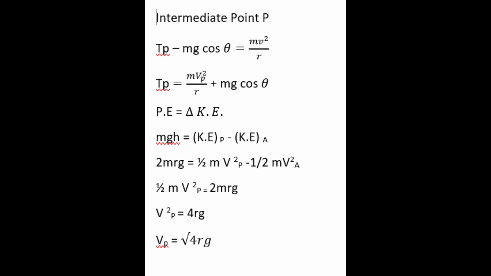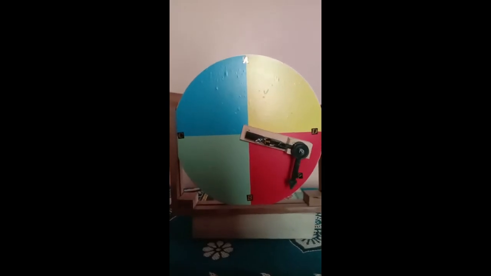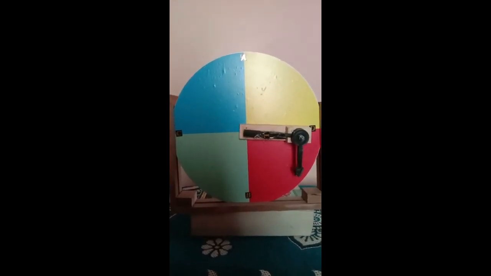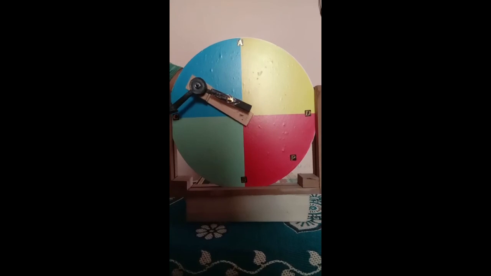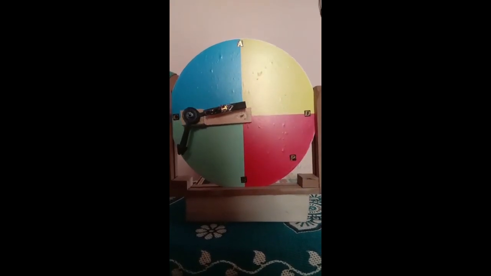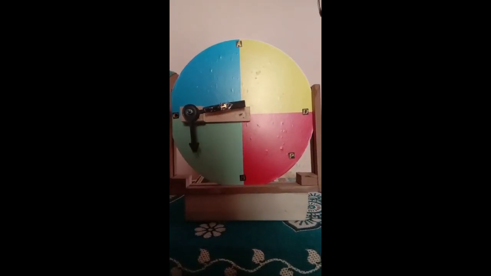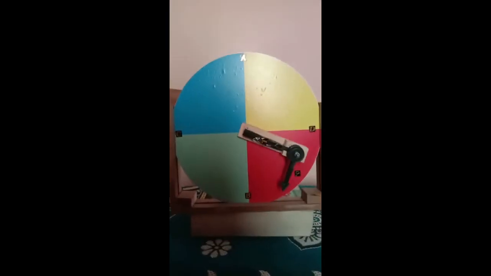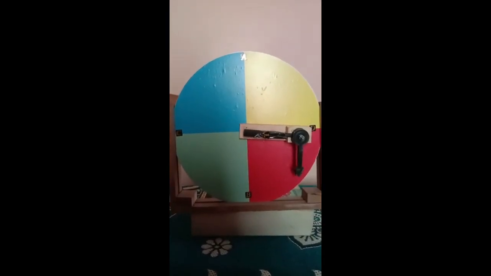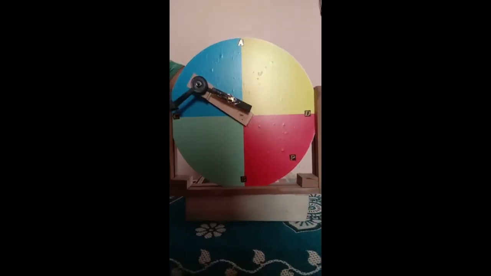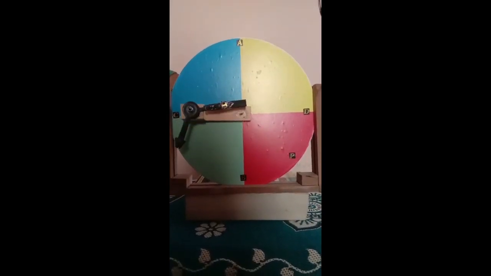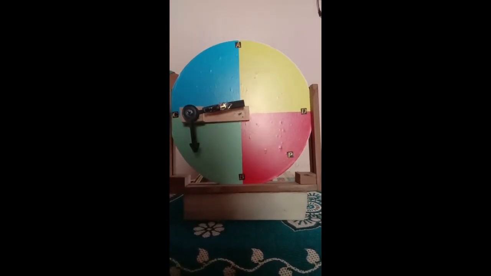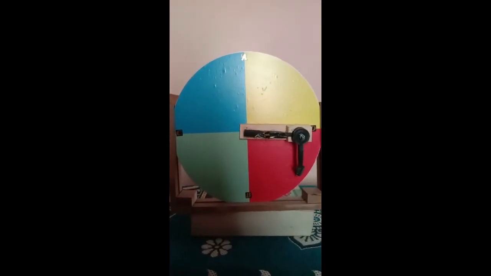Similarly, you can find out the velocities at point C and D. Try doing this on your own. So, at point C and D, the forces which are acting on the object are the tension in the rod that will be acting towards the center of the circle, and the gravitational force, that is mg, which will be exactly in the downward direction and at an angle of 90 degrees with the direction of the tension in the rod.